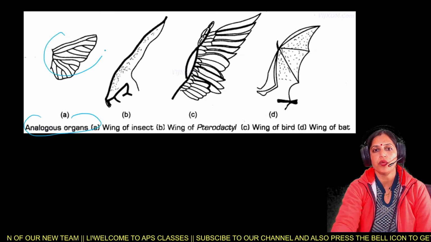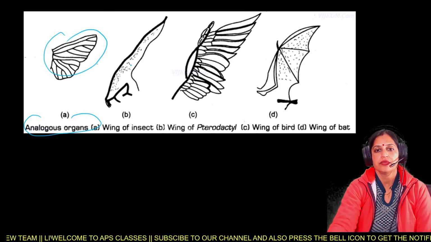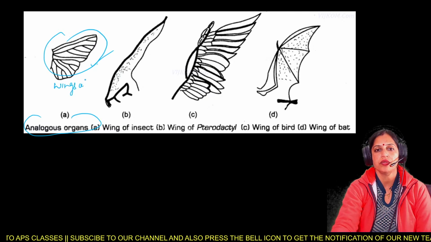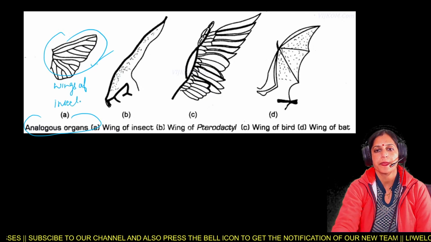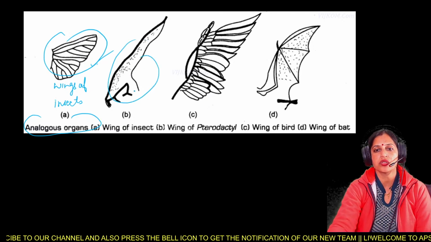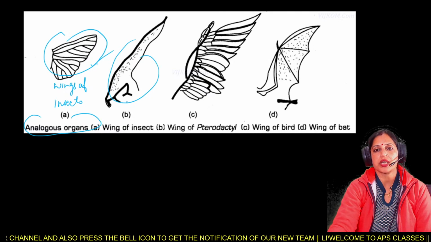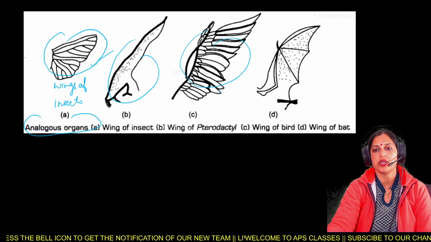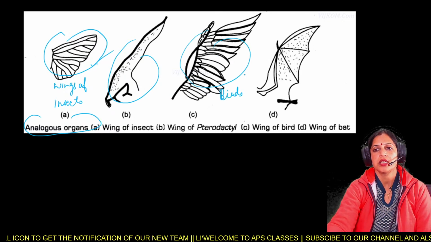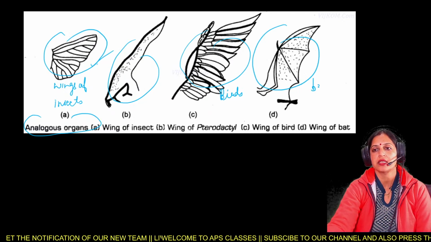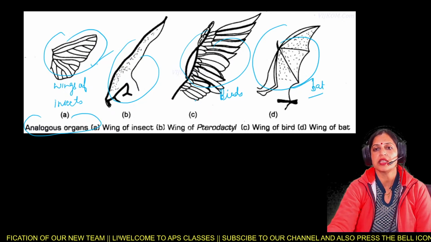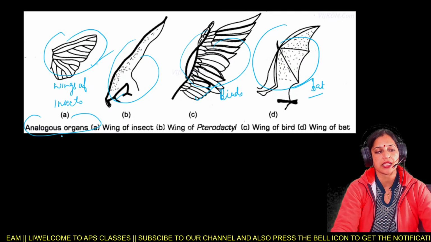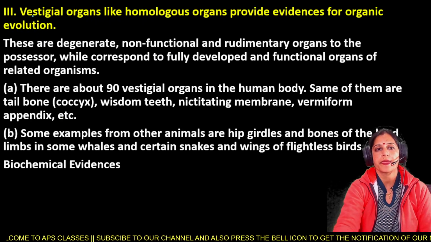First, these are the wings of the insects. These are the wings of the pterodactyl. These are the wings of the birds. These are the wings of the bat. So these are the analogous organs.